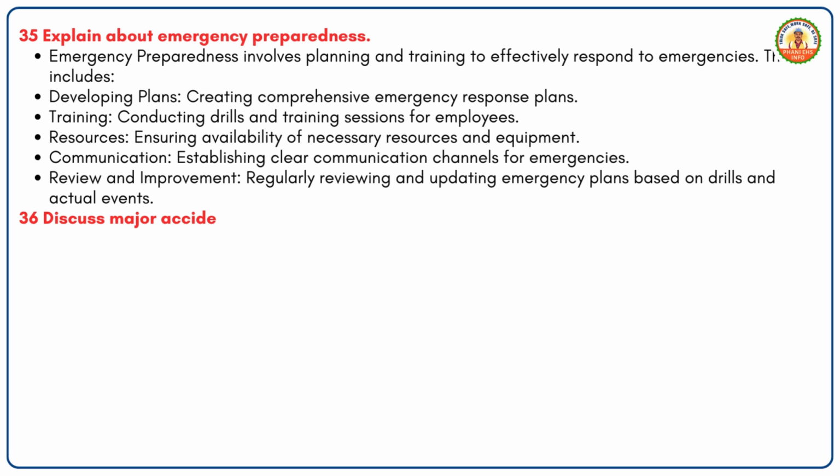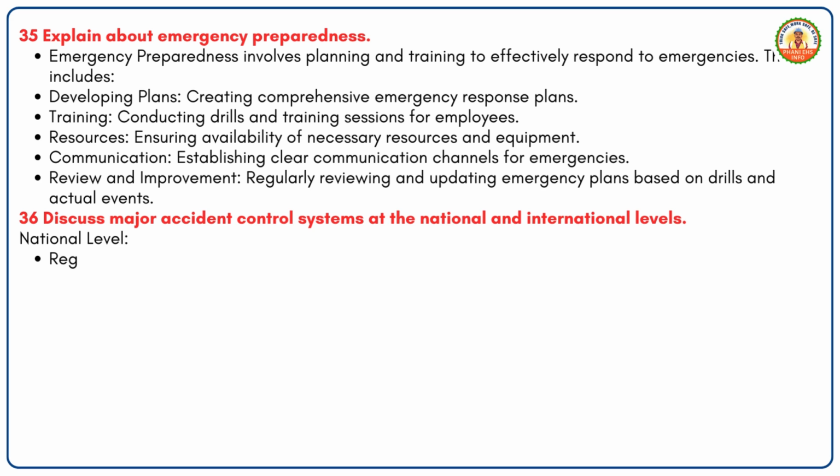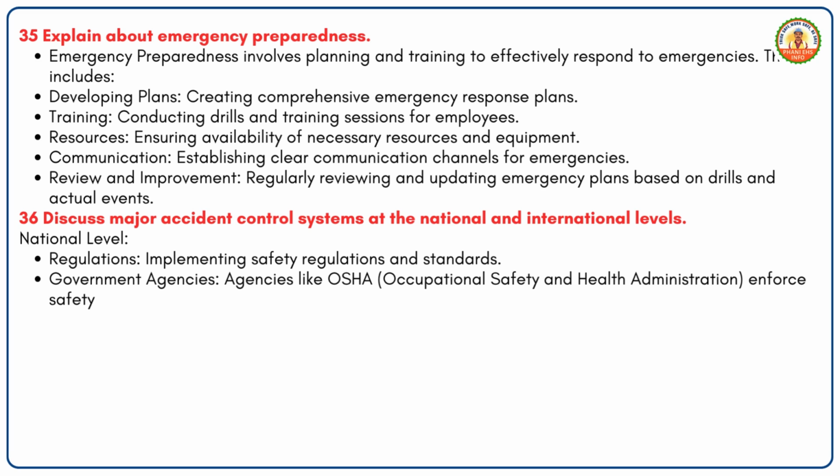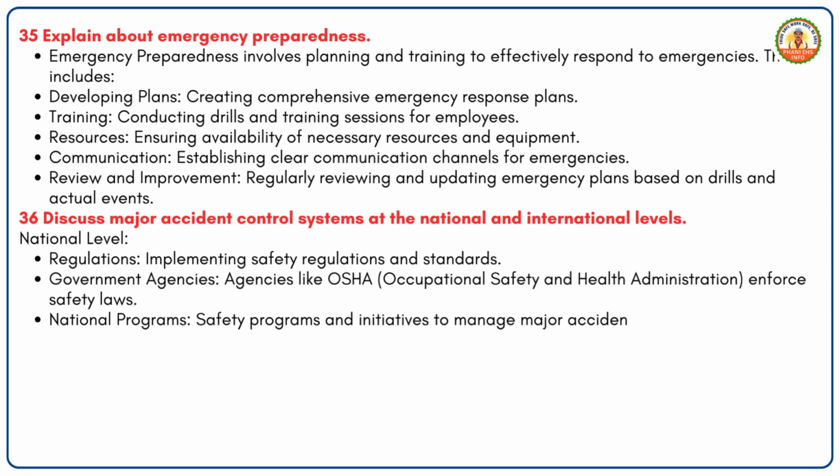36. Discuss major accident control systems at the national and international levels. National level. Regulations: implementing safety regulations and standards. Government agencies: agencies like OSHA, Occupational Safety and Health Administration, enforce safety laws. National programs: safety programs and initiatives to manage major accidents.